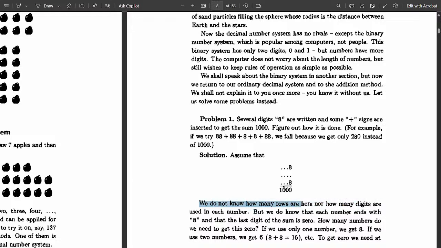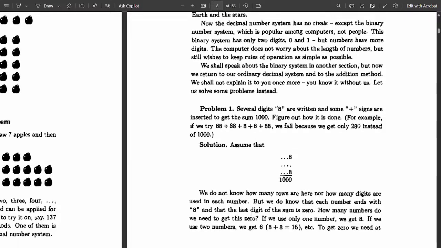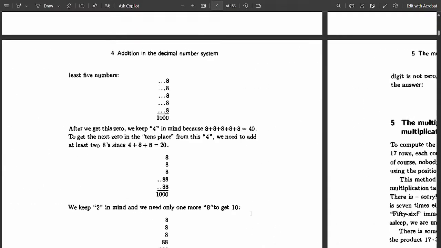We do not know how many rows nor how many digits are used in each number. Each number ends with 8 and the last digit of the sum is 0. How many numbers do we need to get the 0? If we use one number, we get 8. If we use two numbers, we get 6, 8 plus 8 is 16, etc. To get zero, we need at least 5. After we get the 0, we keep 4 in mind, because to get the next 0 in the tens place from 4, we can get the base 2.